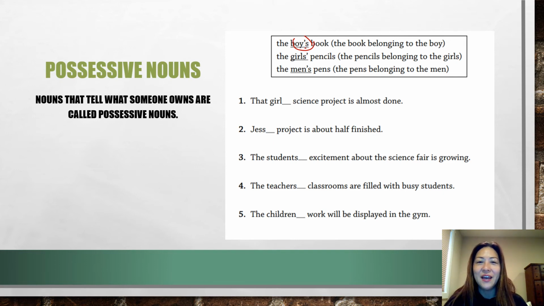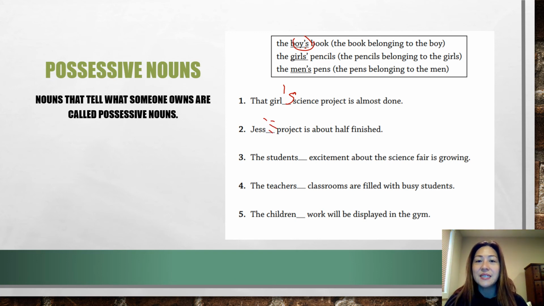Okay? Number one, that girl's science project is almost done. Well, it is one girl and her project is almost done. So it's the science project belonging to that girl. So here I'm just going to write an apostrophe S. Okay? Number two, Jess's project is about half finished. Jess is one person, so it's going to be an apostrophe S on this, even though Jess ends in an S. So I'm going to do apostrophe S here because Jess is one person.